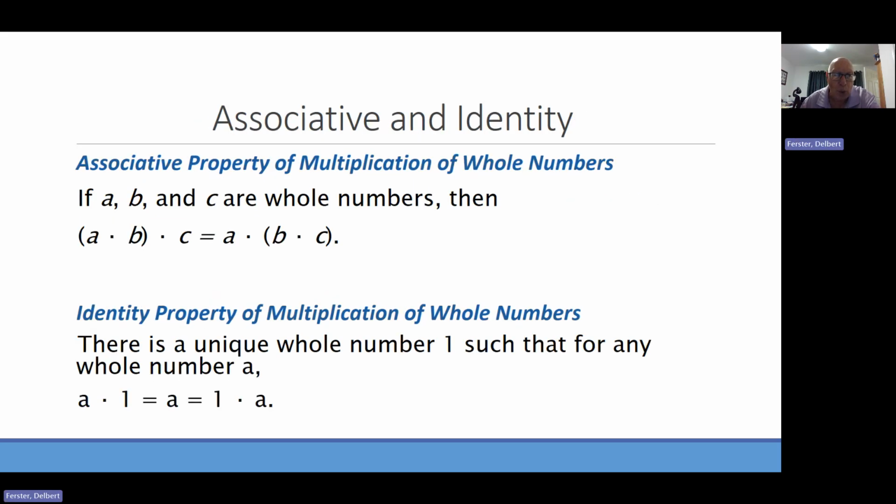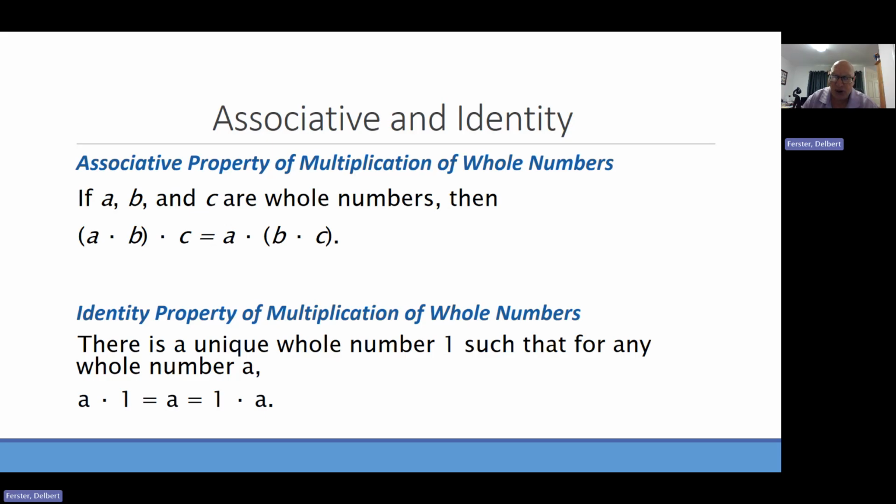Associative, changing groupings again, whether you take A times B and then multiply that result times C, you will get the exact same response if you would have multiplied the second two numbers first, B and C in this case, and then multiplied that result by A.